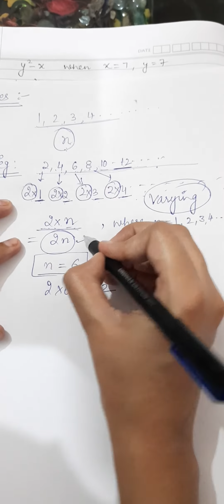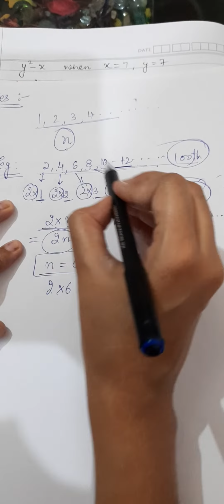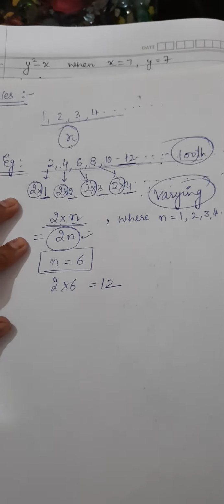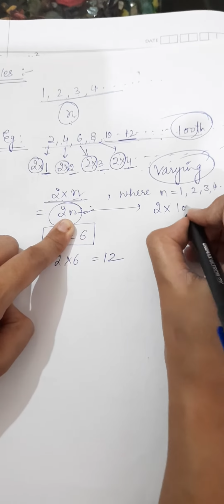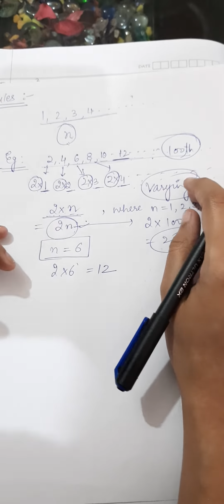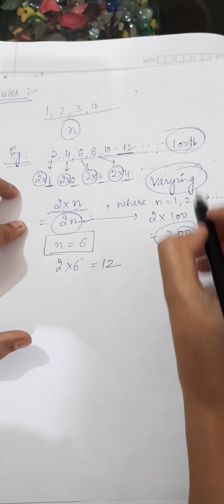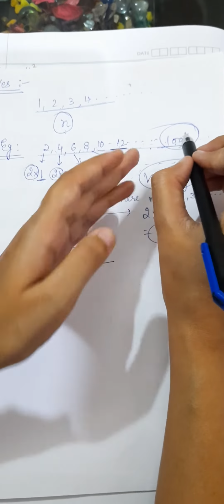Now why am I using this formula? I can even ask you what is going to be the 100th number. For that you don't have to write the table of 2 up to 100. You just have to place the value of n in this. 2 into 100 is equal to 200. So I have explained why we are using variables, patterns and rules: so that we can get to know the actual values at higher places.